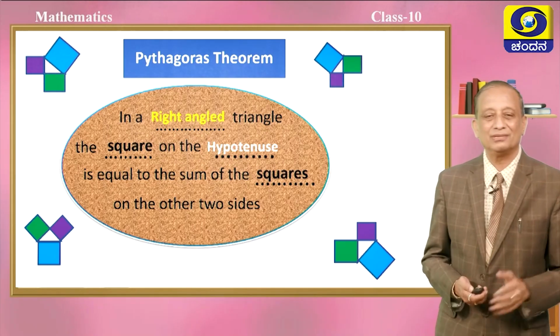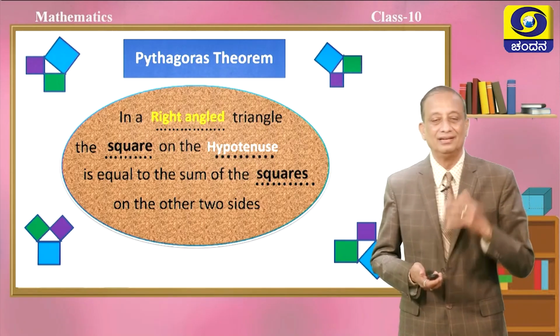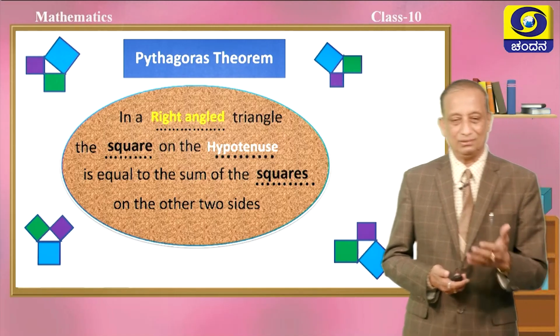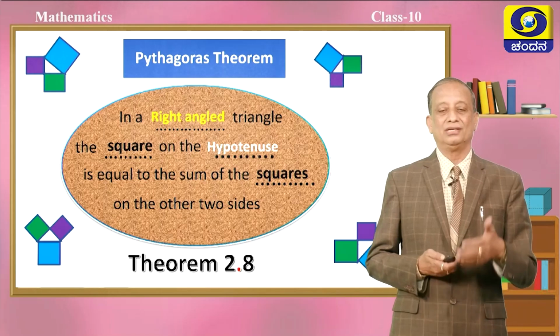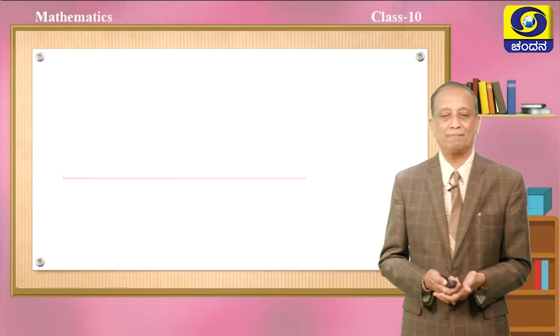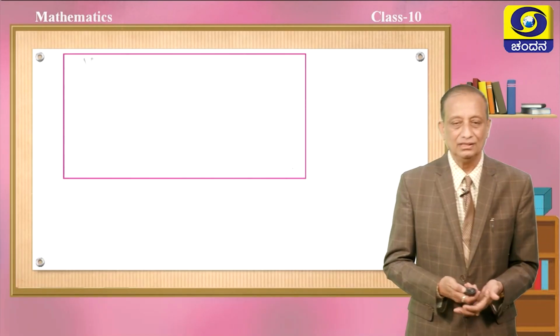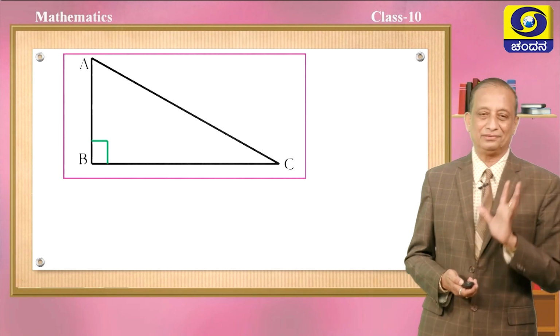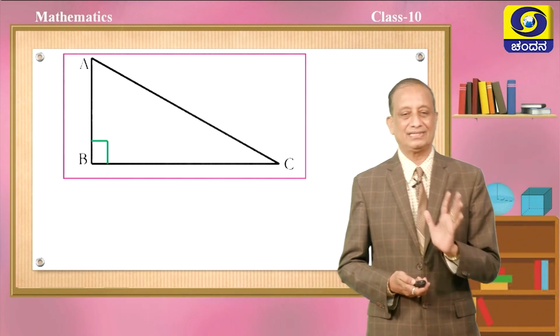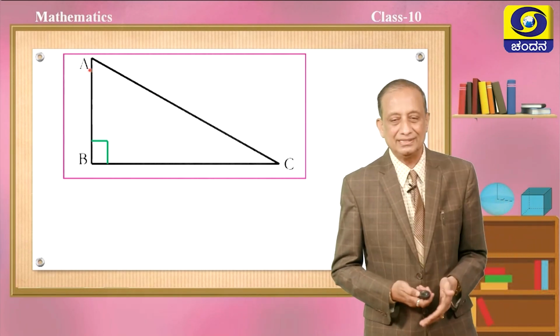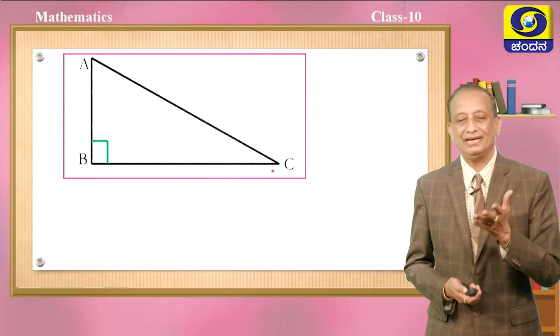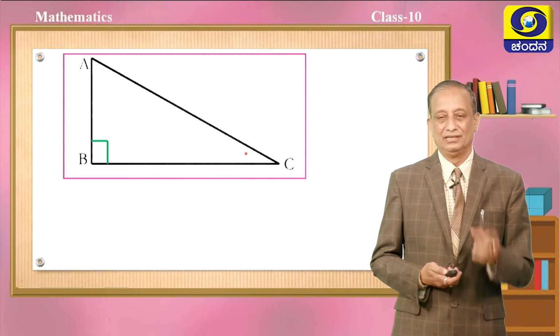So, let me state once again, in a right angle triangle, the square on the hypotenuse is equal to the sum of the squares on the other two sides. This is called general enunciation for Pythagoras theorem. So, the first task is we have to draw the necessary figure exactly. Here is a right angle triangle ABC, in which angle ABC is equal to 90. Therefore, AC is our hypotenuse. So, what is the next step?